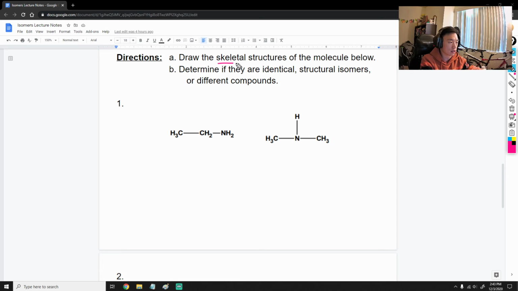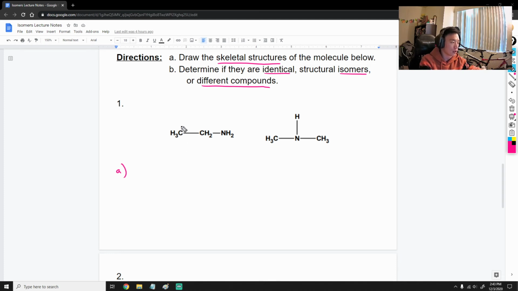You're going to draw the skeletal structures, and then you just have to tell me if they're identical, whether they're isomers, or if they're completely different chemicals altogether. So let's start by doing the skeletal structures. If you feel like you can try this on your own, feel free to pause the video and do it. But if not, I'm going to go over it step by step.